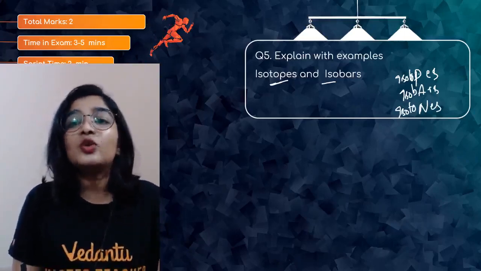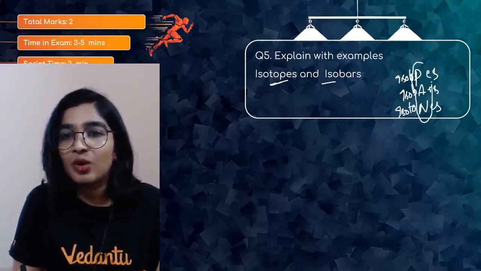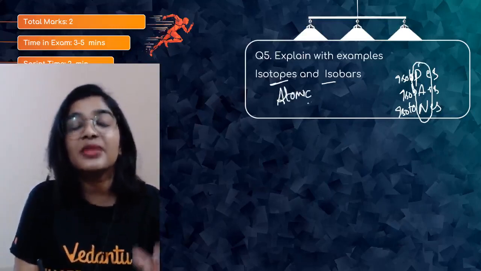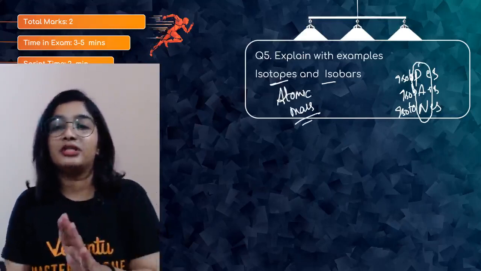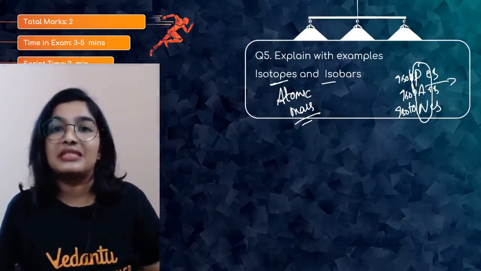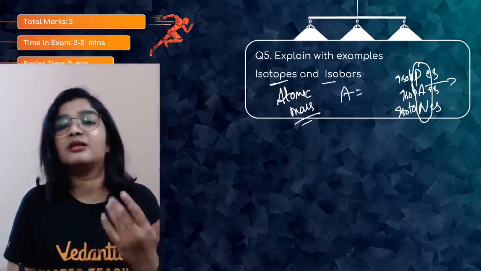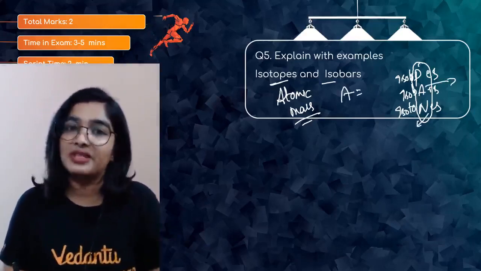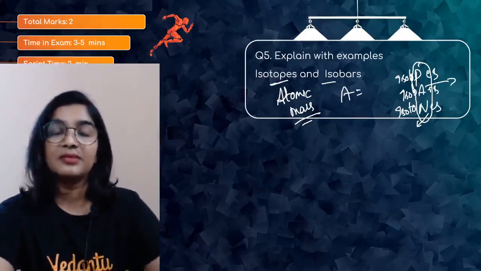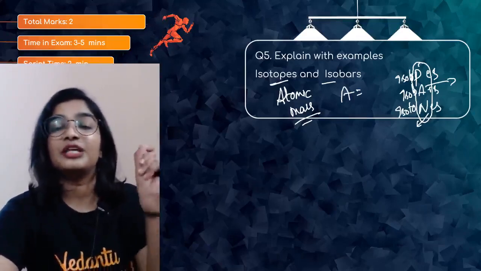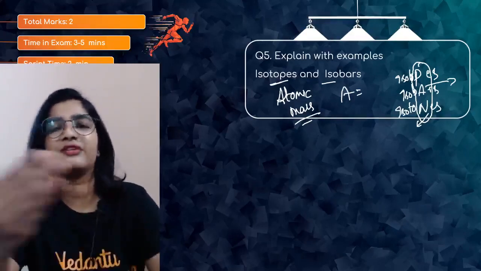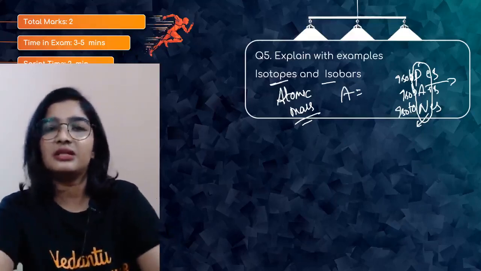So in isotopes, the number of protons, that is the atomic number, will be the same and the mass number will be different. In isobars, the mass number A will be the same. And in the case of isotones, the number of neutrons will be the same. So how can you explain isotopes? Isotopes are the atoms of the same element having the same atomic number but different mass number. For example, for isotopes, chlorine-35 and chlorine-37. The atomic number is the same, 17 and 17, but what about the mass number?